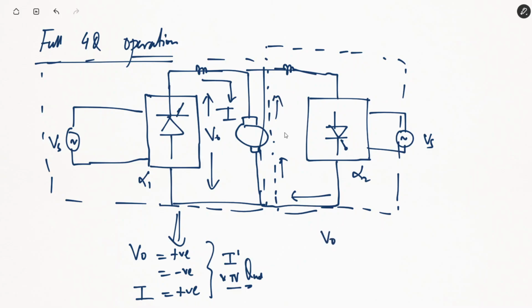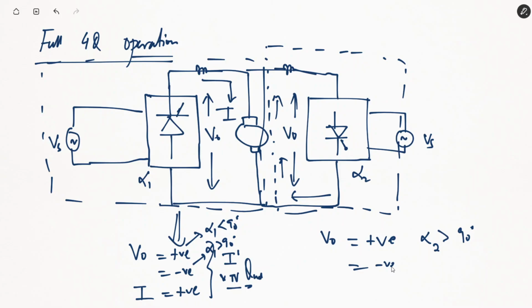So again, voltage output across this can be positive or negative. For this, voltage was positive for alpha less than 90 degrees, and for alpha greater than 90 degrees, voltage was negative. But for this rectifier, the case will be different. The voltage will be positive with respect to the reference value for alpha greater than 90 degrees. Rather, I'll say alpha 2 greater than 90 degrees, and it will be negative for alpha 2 less than 90 degrees, while the current will only be negative in this case, irrespective of the firing angle.